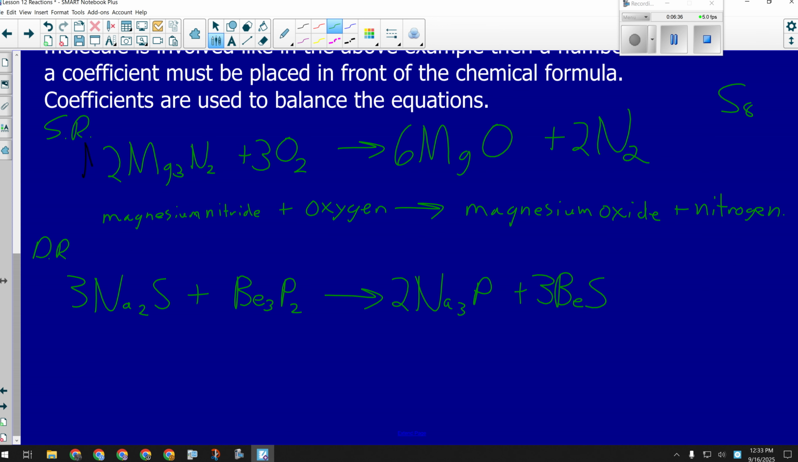You bet. Two ionic compounds producing two ionic compounds. Double replacement. Okay, writing it out in words: sodium sulfide plus beryllium phosphide gives us sodium phosphide and beryllium sulfide.